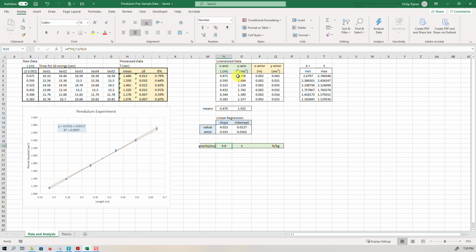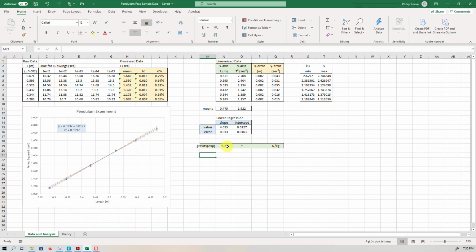Wow, 9.8. 9.81. I honestly did not set this up. That is my experiment data coming out at 9.81. Quite happy with that. Of course I'm happy with that. So there's my experimental gravity value.